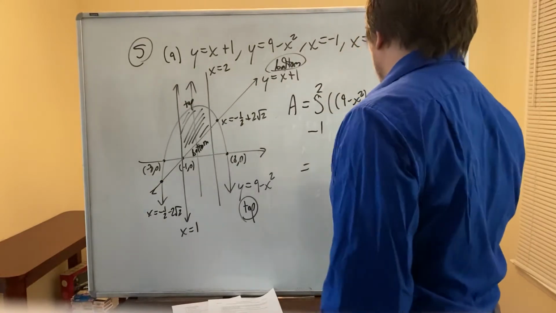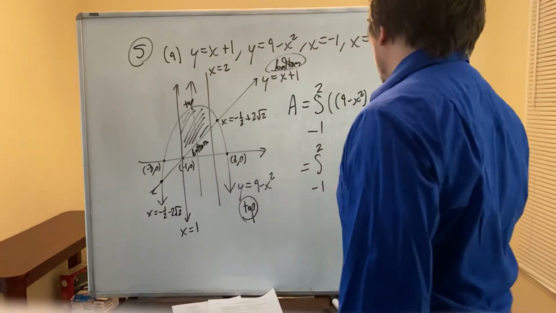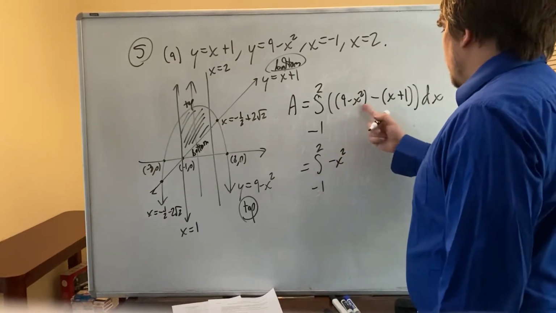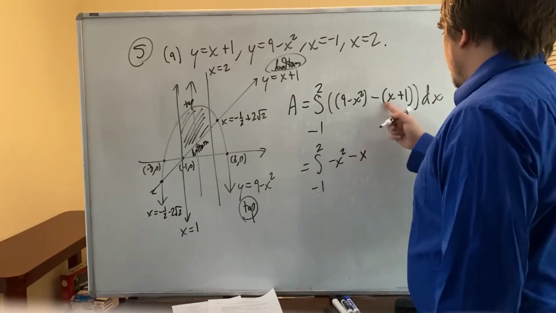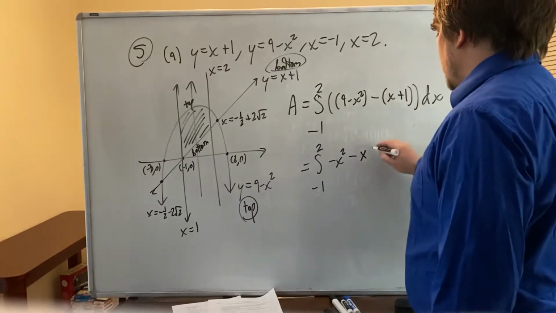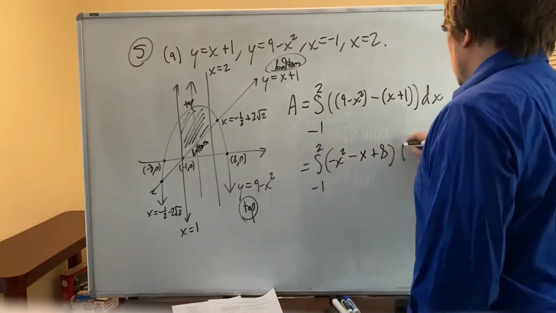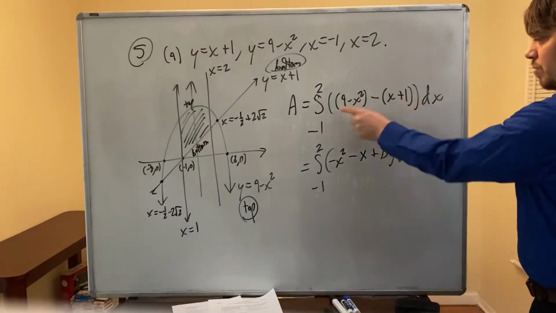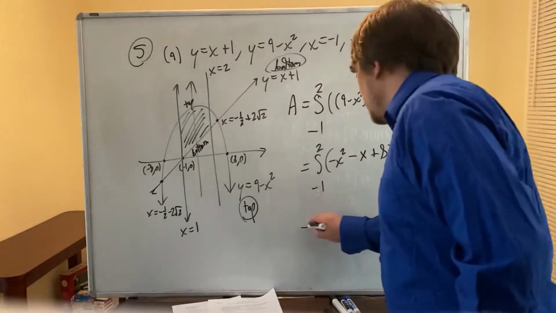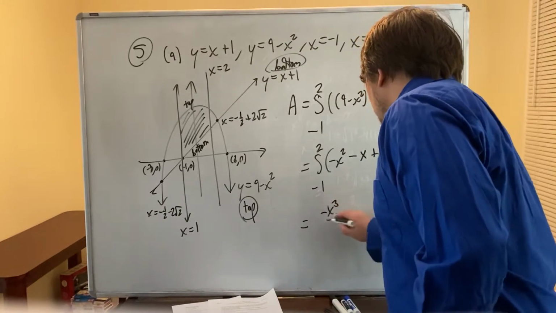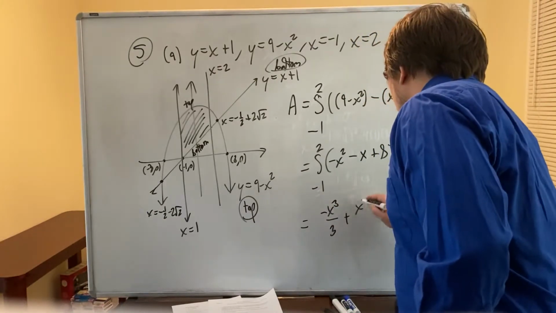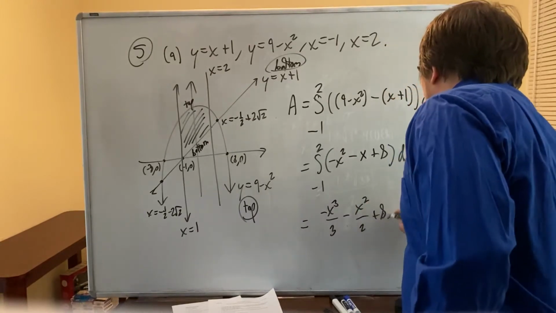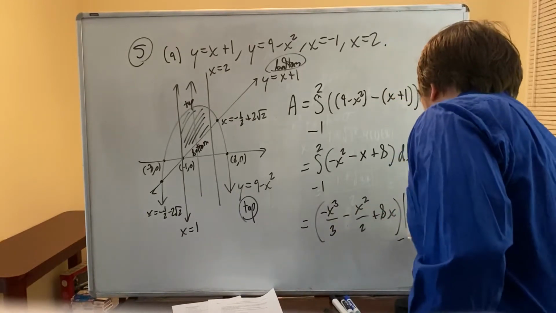And so this is equal to, now I'm going to combine like terms here. And so you get negative x squared, then you get a minus x, you get a minus 1 plus 9 is plus 8, dx. So this is equal to negative x cubed over 3 minus x squared over 2 plus 8x, evaluated from -1 to 2.